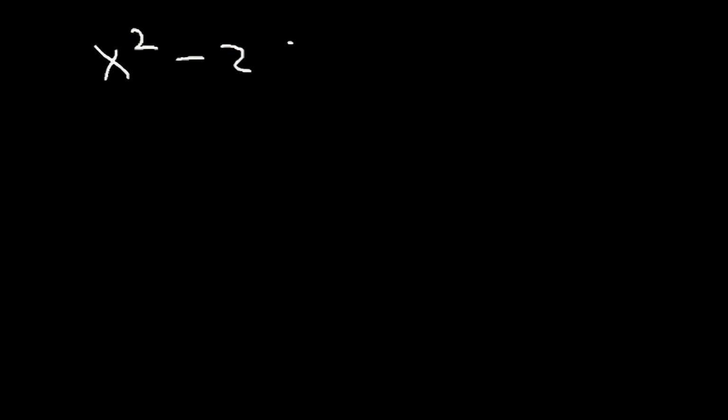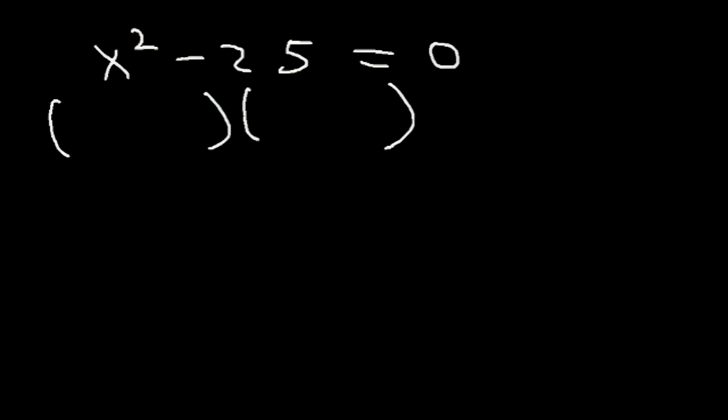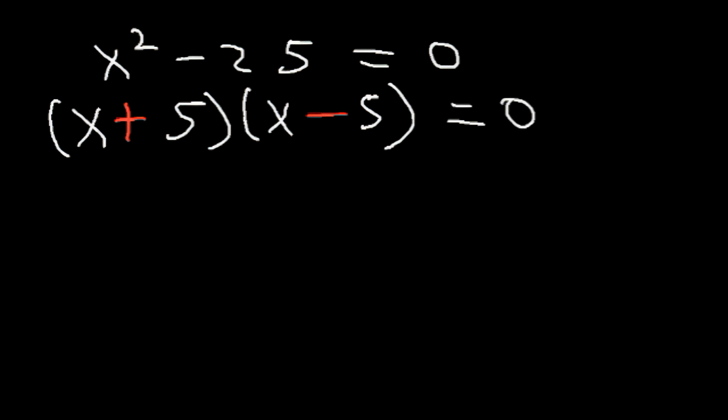Another technique that you can use is to factor this expression using the difference of squares method. The square root of x squared is x. The square root of 25 is 5. On one side, you're going to have a positive sign, and on the other side, you're going to have a negative sign. So factoring is the opposite of FOILing.